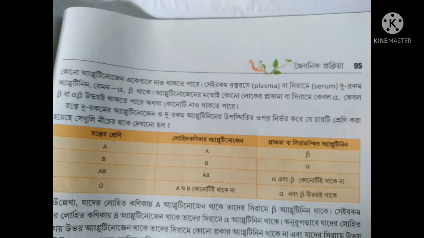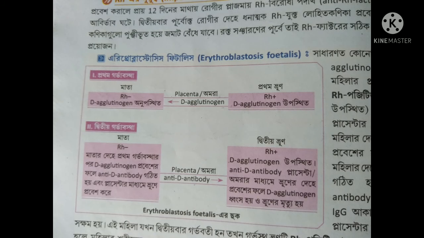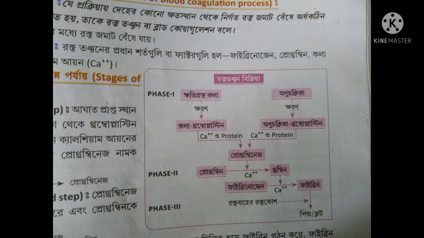And this is the ABO blood group proposed by Landsteiner, and how the A, B and O are actually generated on the basis of the A and B antigens on the RBC and the alpha and beta antibodies in the serum.